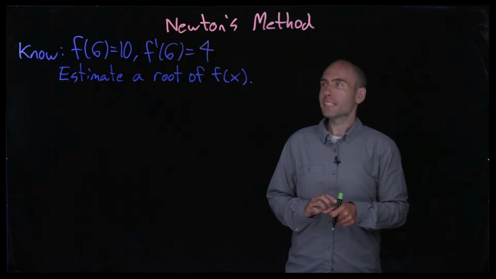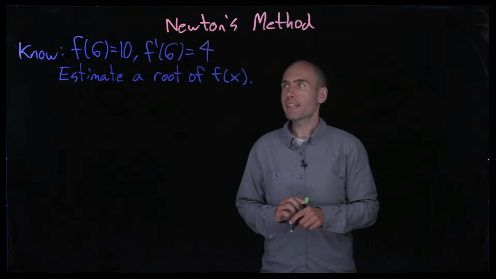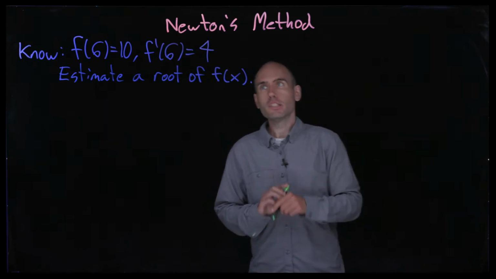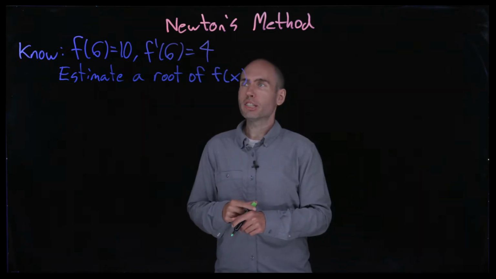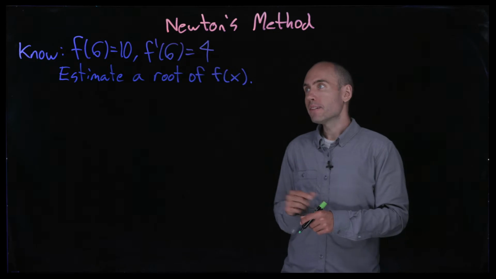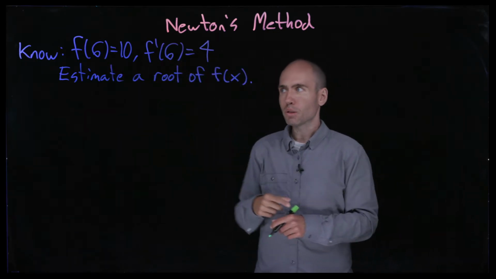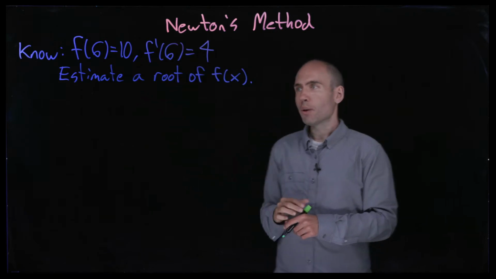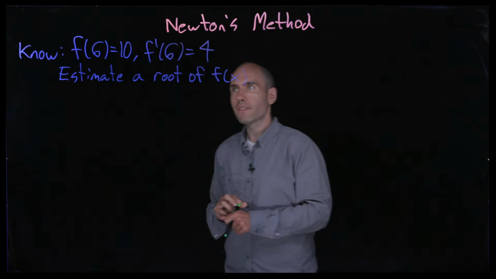Let's talk about Newton's method, which is the second of the two numerical analysis methods we're going to cover in Math 9. The first one was the bisect method. Here's some intuition behind Newton's method. Say all you know about a function f is that f of 6 equals 10 and f prime of 6 equals 4. What would you guess if you had to guess a root of f of x? What's a 0 of f of x?